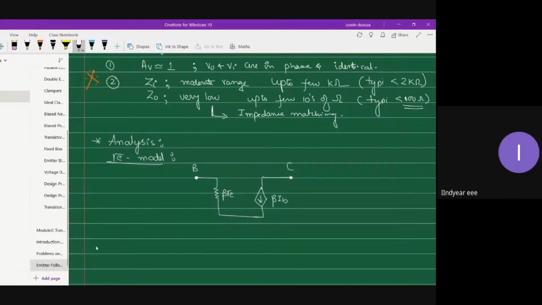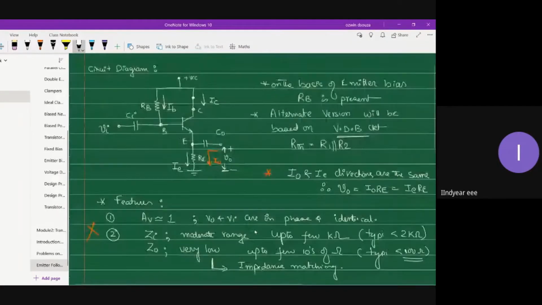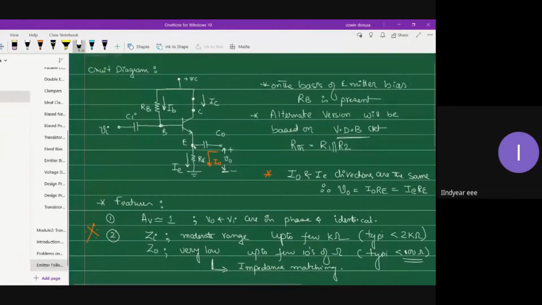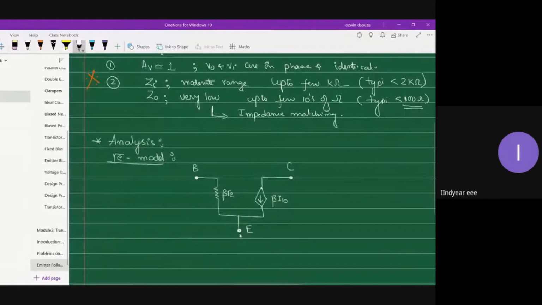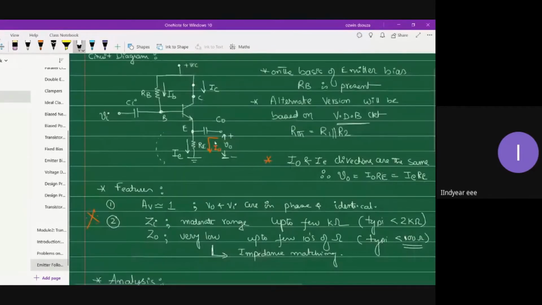So this is my collector terminal. And this is then connected to emitter terminal E. As you can clearly observe, there is no short circuit taking place across the emitter terminal. So emitter resistor RE is retained in the circuit. So let us retain RE and let us short circuit the capacitor. Let me start from the output capacitor. So this will be replaced with a short circuit equivalent.